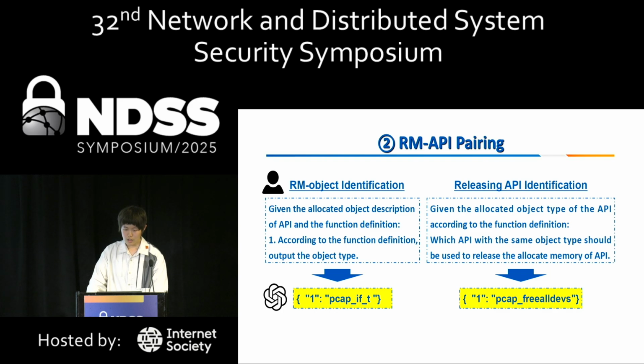We supply the object description and function definition to output the RM object type. The LLM outputs the correct type together with its index number, which indicates it is the first parameter from the function definition. We also supply the allocated object type and the function definition to output the releasing API. For example, given the object type pcap_ft and the function definition, the LLM correctly outputs the releasing API pcap_free or DVS for the malloc API pcap_find or DVS.